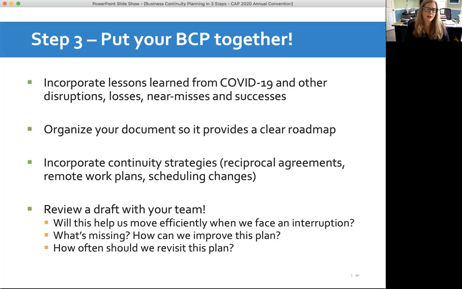Your continuity strategies might include remote work plans, as something that most organizations experienced during the pandemic is the need to suddenly have staff working remotely. You might have a Schedule B, a backup plan for scheduling, for program delivery, and so forth.